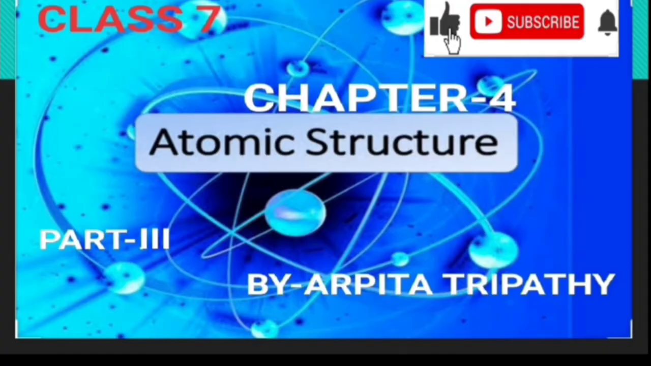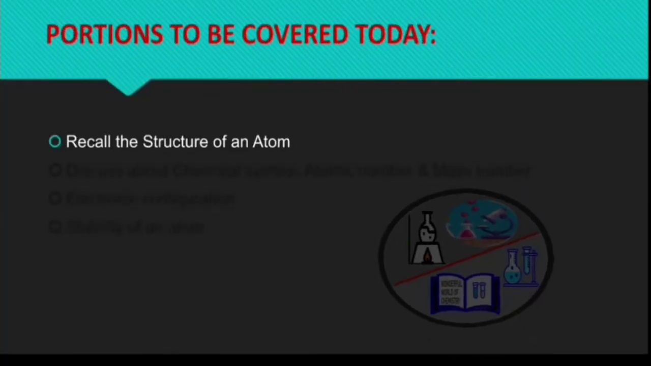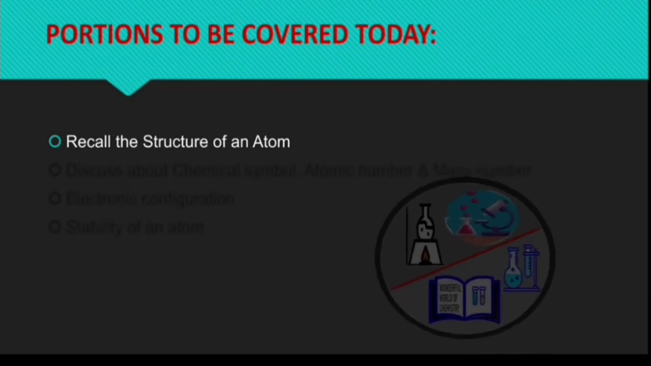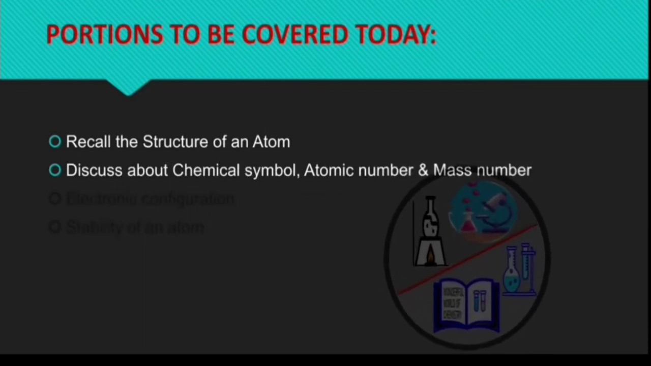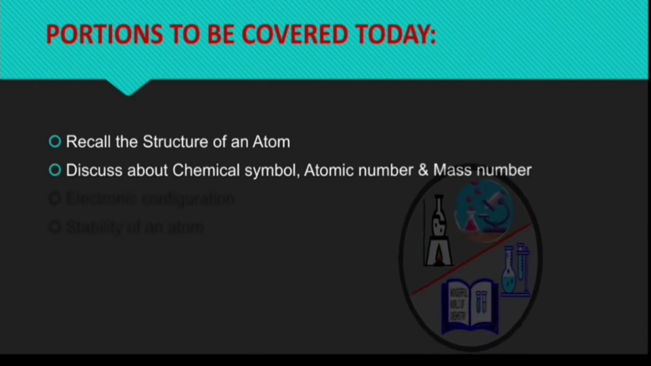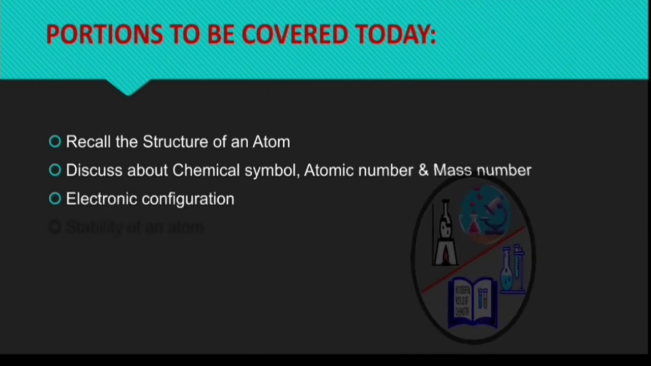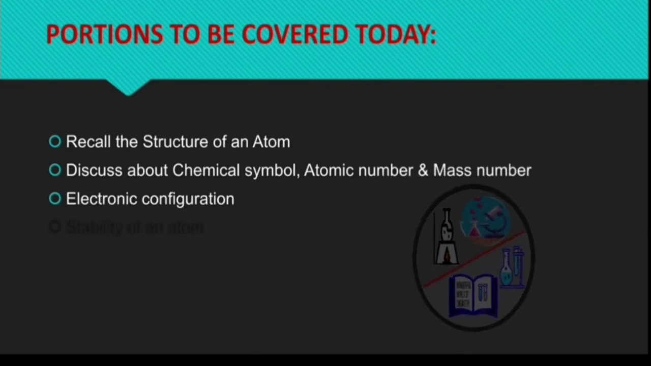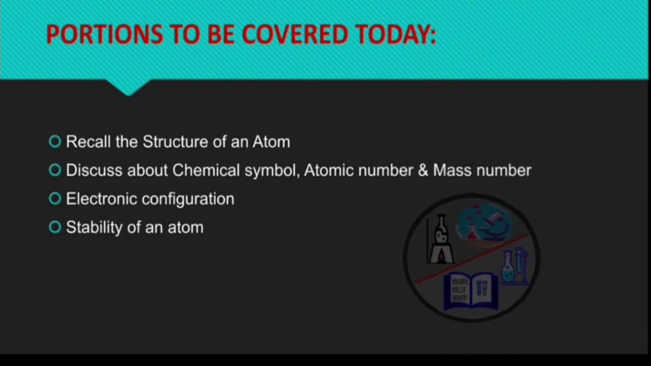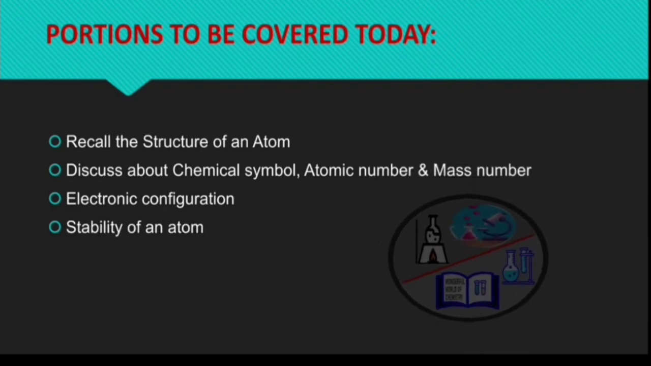So let's see what all portions I'll be covering today. Today I'll recall the structure of an atom, discuss chemical symbol, atomic number and mass number. I'll also discuss electronic configuration and stability of an atom.